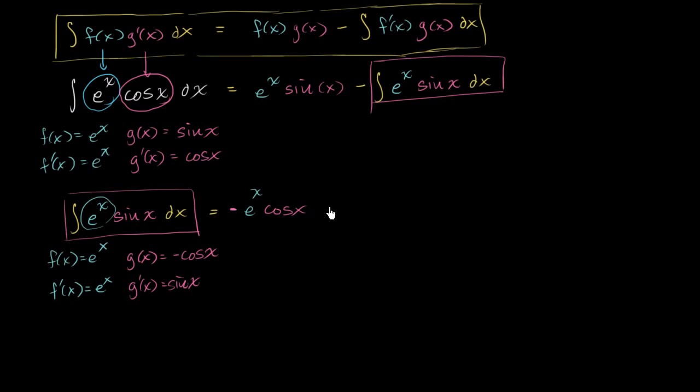And then we have minus the antiderivative of f prime of x. F prime of x is e to the x, g of x.